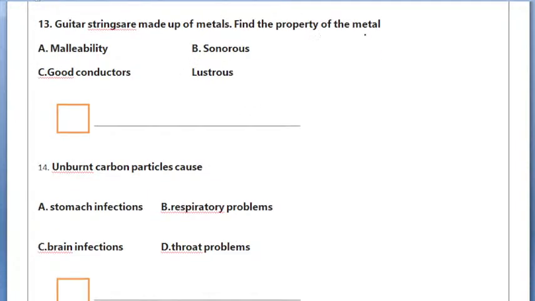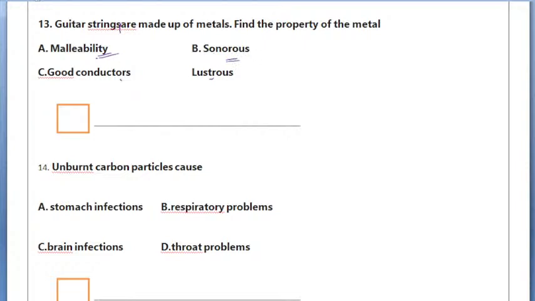Find the property of the metal. Guitar strings, why do they use metals to make the guitar strings? Okay, because of the malleability, sonorous, good conductors, lustrous. What is meant by malleability? Metals can be beaten into thin sheets.